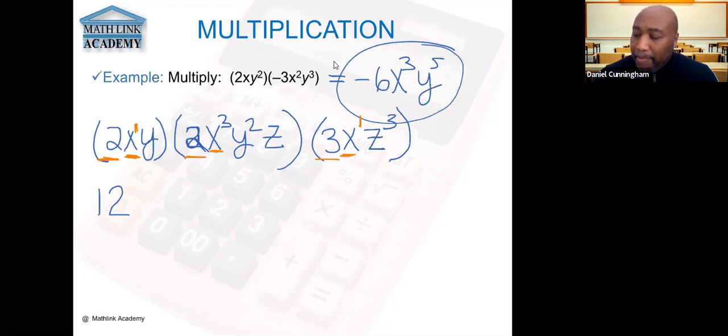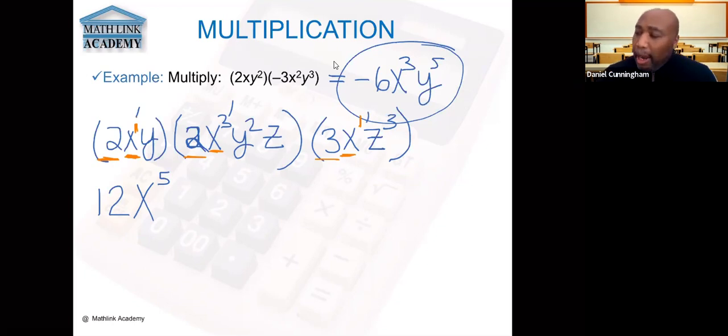So here's my base. My base is x. And when you multiply, you add exponents. So I got a 1 plus 3 plus 1. That would give me 5 if my addition is correct.